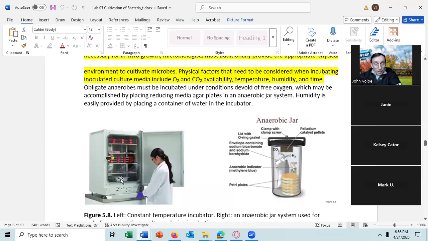If you don't have the humidity, the plates will dry out after about 3 or 4 days. And then the cells will no longer be alive, assuming they're normal cells like E. coli.